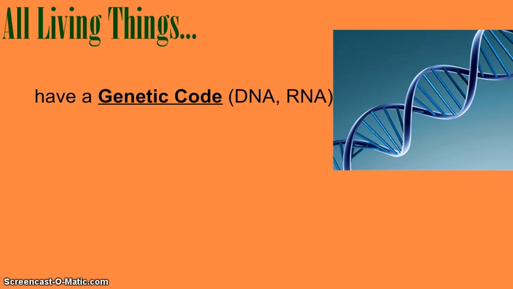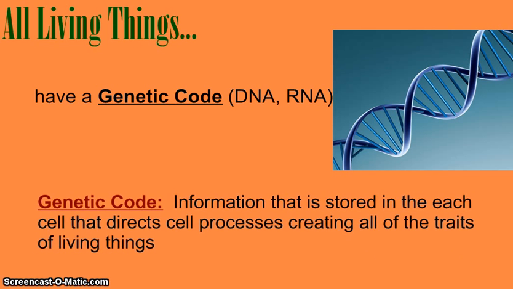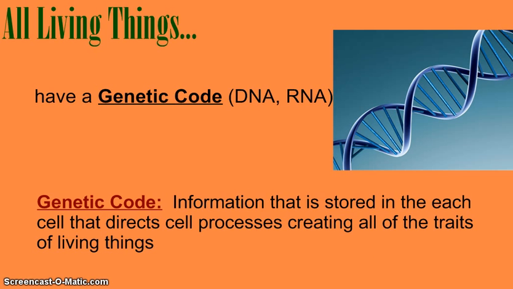All right. Fourth one, all living things have a genetic code, and the genetic code consists of DNA and RNA. We're going to spend a lot of time talking about this, especially in the second trimester. But a genetic code is essentially this. It's information. It's stored in a biological way, but it's just information. It's stored in each cell, and it directs how that cell operates.